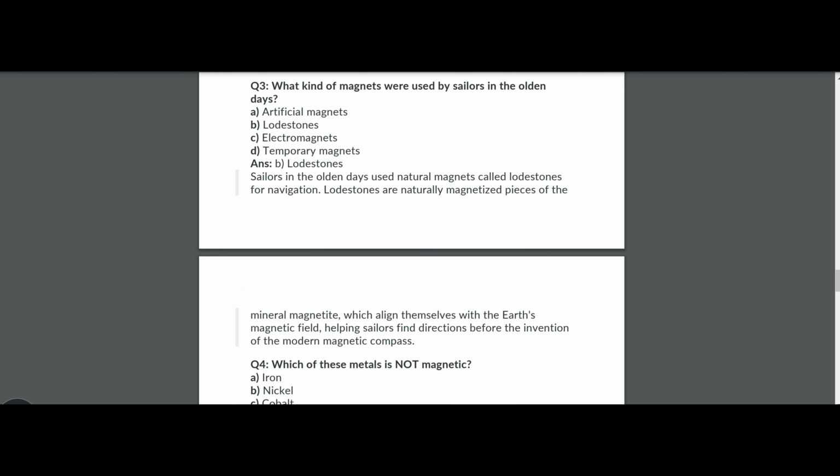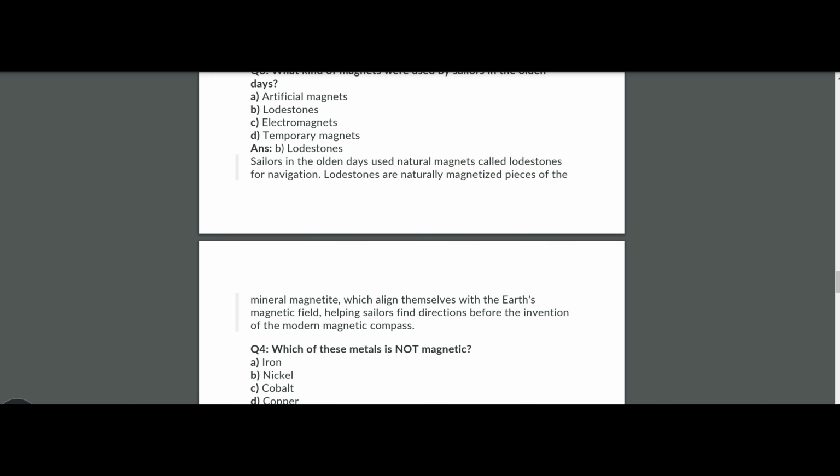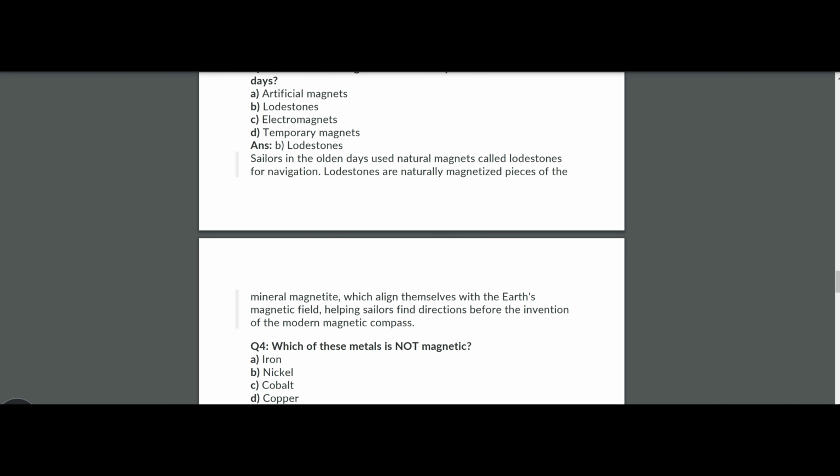Next one is, okay, now you see this. Which of these metals is not magnetic? Option A, iron. Option B, nickel. Option C, cobalt. Option D, copper. Can you tell the answer?